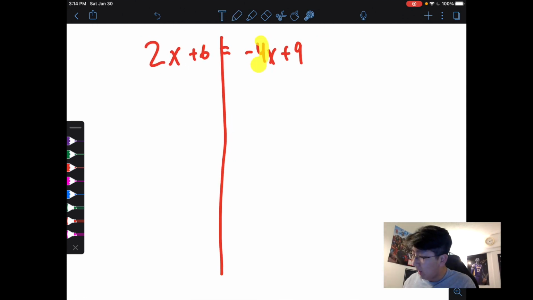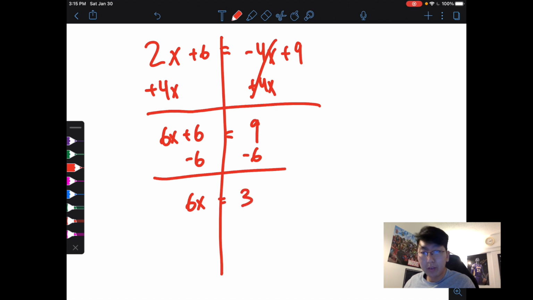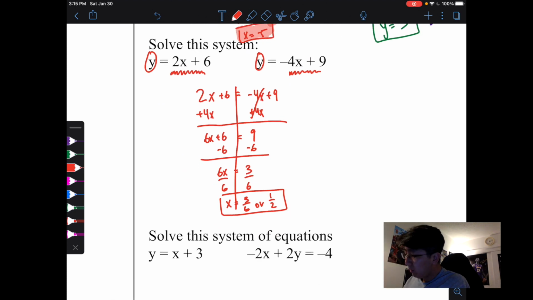So I'm going to try to get x on one side. This is smaller, so I'm going to add 4x. Add 4x. 9 equals 6x plus 6. Get the units away from x, so I'm going to go ahead and subtract 6. 6x equals 3. Okay. Divide both sides by 6. X equals 3 over 6, or that can be reduced to 1/2. Oh, fun. So I solved for x.